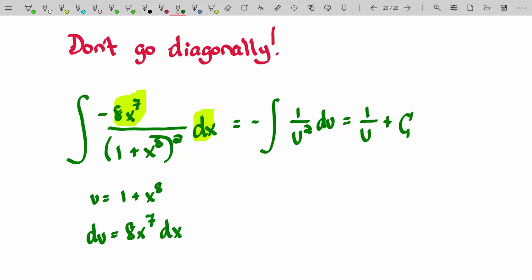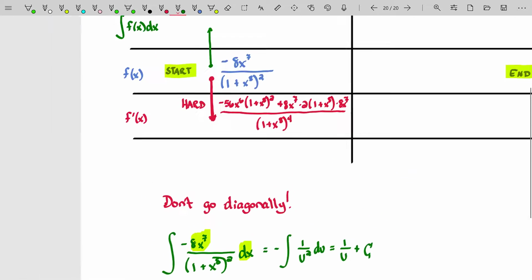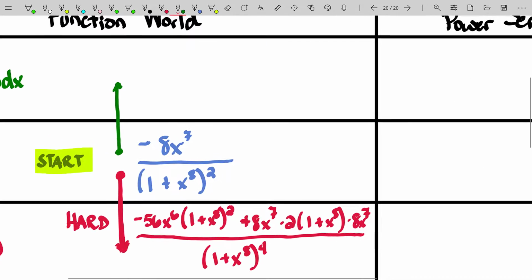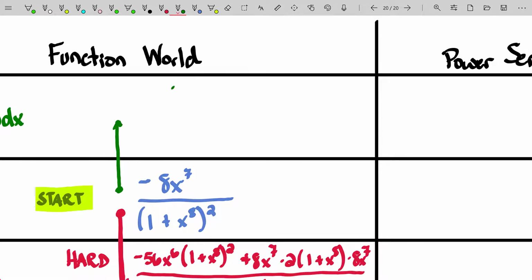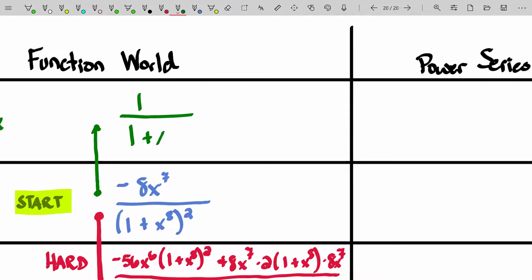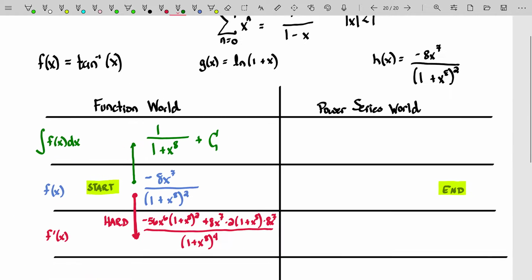U was 1 plus x to the 8th. So it was a very quick antiderivative, and the antiderivative actually is 1 over 1 plus x to the 8th plus some constant c. Great, that was pretty easy actually.